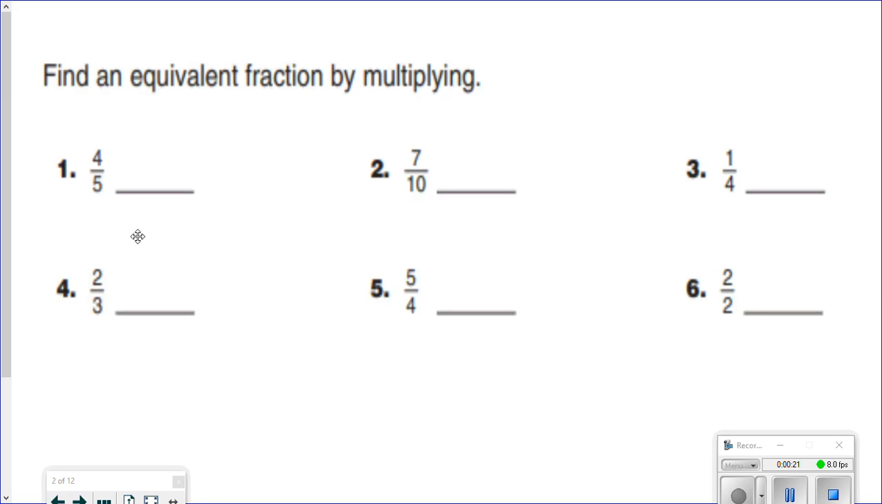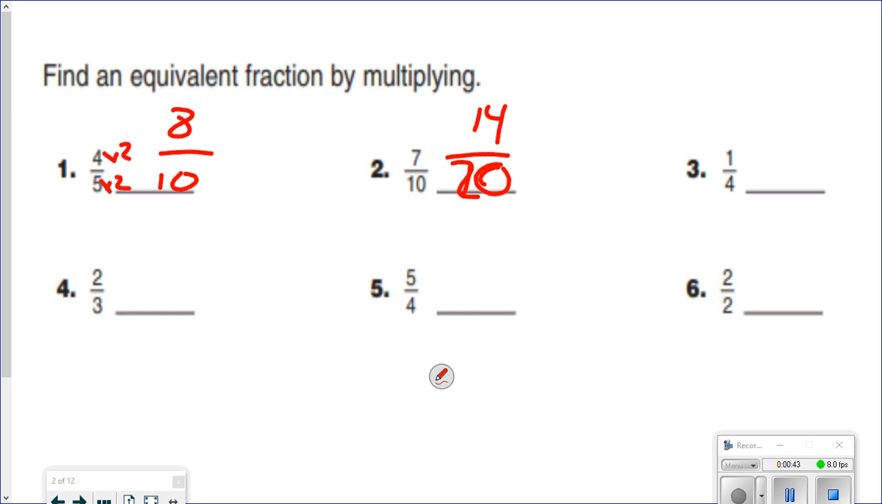Follow along with me. We're going to be finding some equivalent fractions by multiplying. Look close. The first one is 4/5. We're going to multiply the numerator and the denominator each by 2. 4 times 2 is 8. 5 times 2 is 10. Multiplying each by 2, 7 times 2 is 14. 10 times 2 is 20.